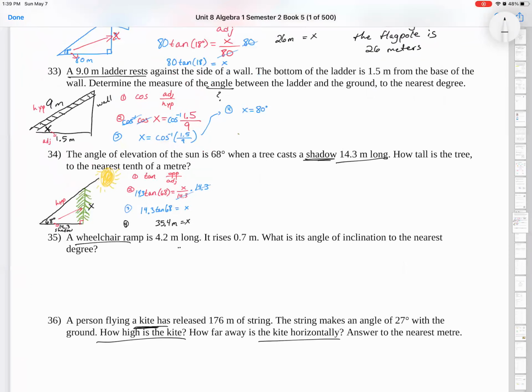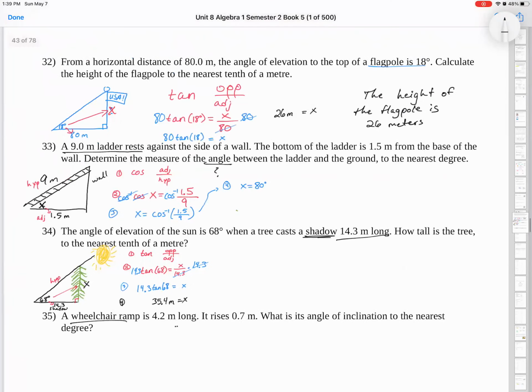The main staples are truly the ones that we just did, the three questions. Like you have the flagpole question, you have the ladder question, and you have the shadow question. Those are more than likely what you're going to see on a test, not just with me, but just in general in high school too.